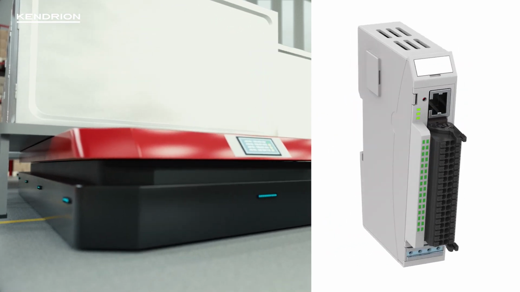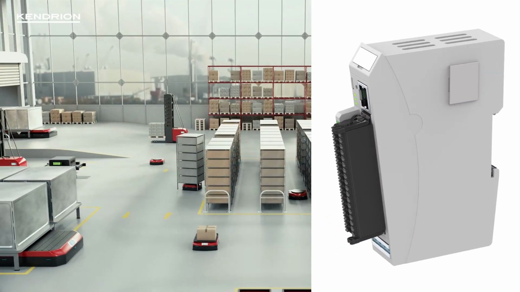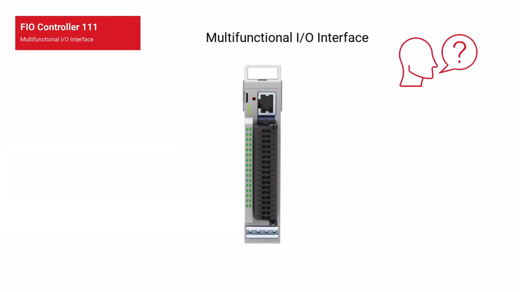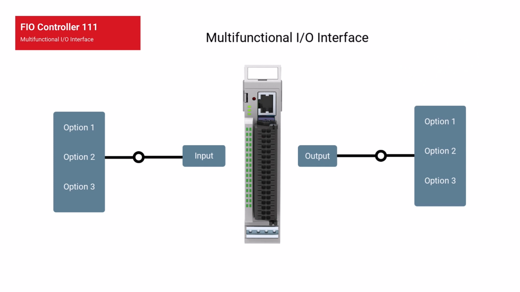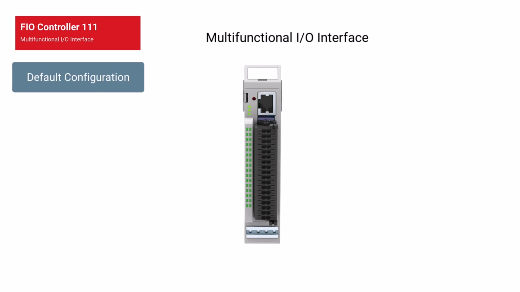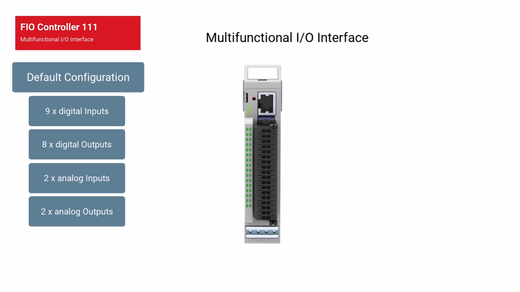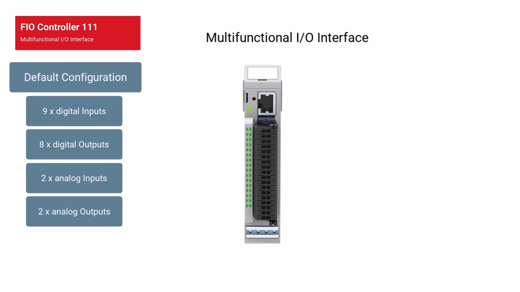So, what makes this controller so special? And what exactly is the multifunctional I/O interface? Well, multifunctional means that you can configure the controller's inputs and outputs to suit your specific machine requirements. By default, the 111 comes with 9 digital inputs, 8 digital outputs, and 2 analog inputs and 2 analog outputs. However, you can now reconfigure these default settings.